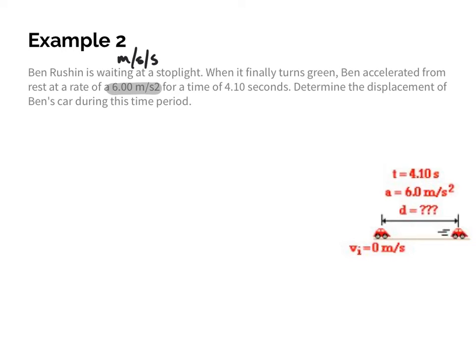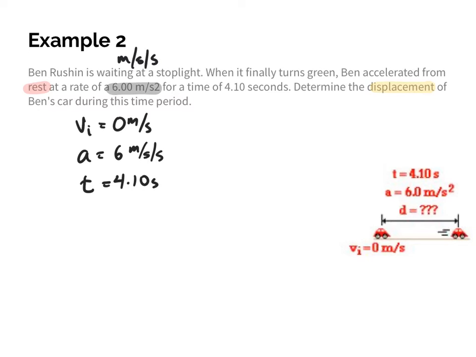So I'm going to find displacement again. So we'll go through what do I know? So what's given to me? So it says it's waiting at a stoplight. So it says it accelerates from rest. So from rest means my initial speed, again, is going to be 0 meters per second. At a rate of 6 meters per second squared. Now, don't get confused here. That means my acceleration is 6 meters per second per second. And then it has a time of 4.10 seconds. And I want to know what is the displacement.